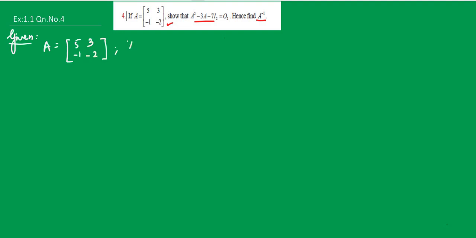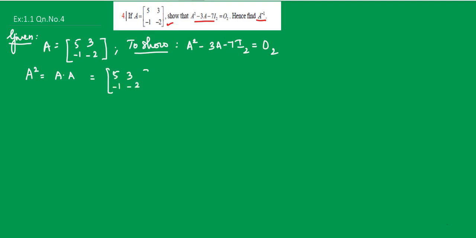So for this given matrix, we are asked to show A squared minus 3A minus 7 into the identity matrix of order 2 is equal to the null matrix of order 2. So first we find what is A squared. A squared is equal to A into A, which is equal to 5, 3, minus 1, minus 2 into 5, 3, minus 1, minus 2. We are going to multiply these two matrices. So matrix multiplication, first row, first column elements.